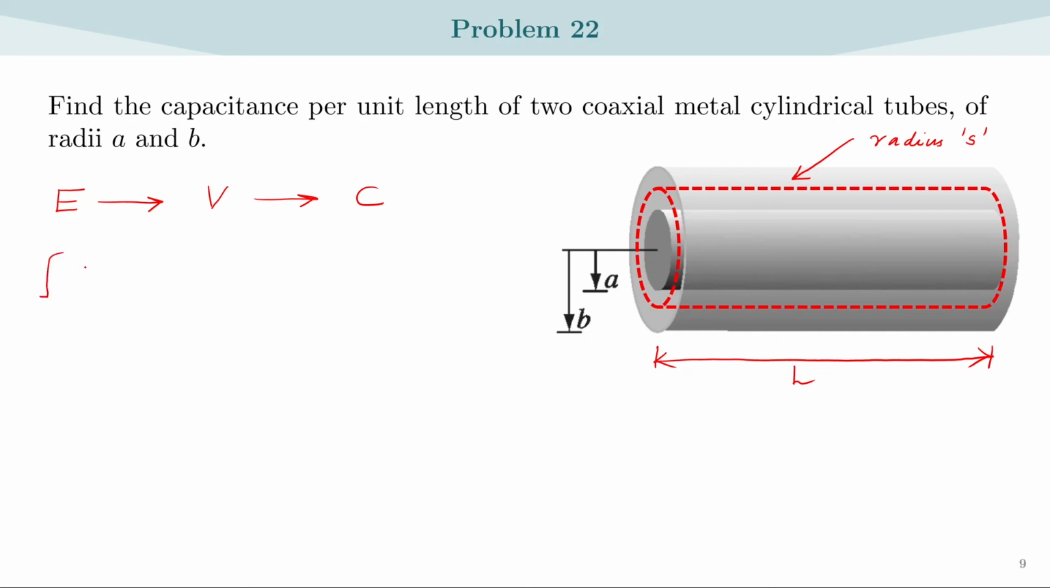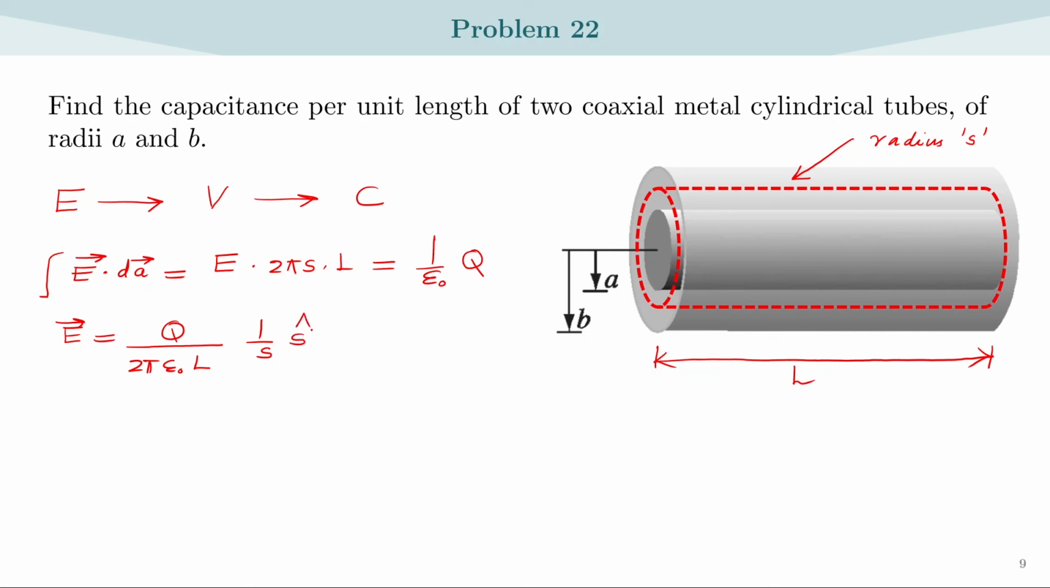Now, according to Gauss's law, we have the integral of E dot dA equal to E times 2 pi S times L. So this is the total surface area of the Gaussian surface, and this will be equal to 1 by epsilon 0 times the charge enclosed. And from this expression, we can write the electric field as equal to Q over 2 pi epsilon 0 L times 1 by S directed along the S hat direction.